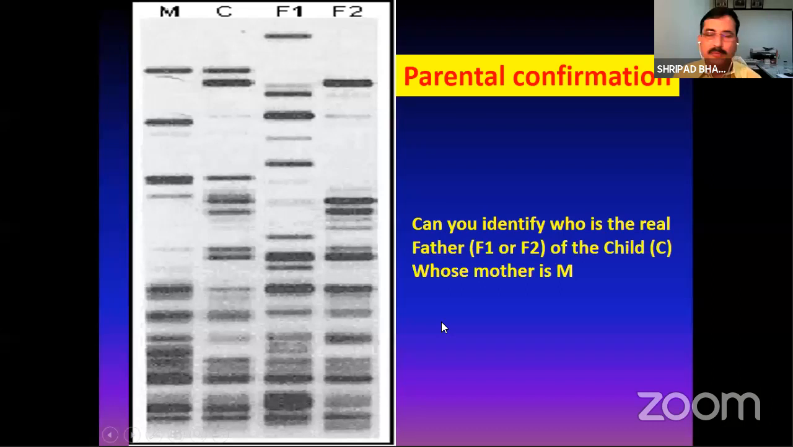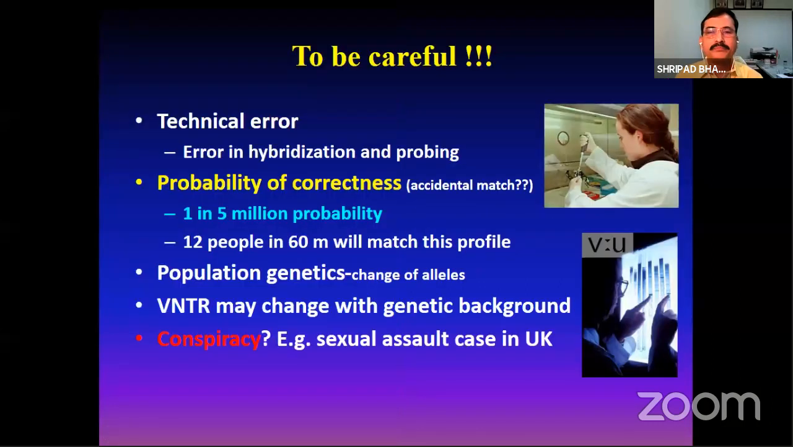I'll tell you the calculation also. Why I said that, you should be very careful, there are certain cases where even this DNA fingerprint could not lead to the answer. So there are possibilities of errors. When you are doing this hybridization, when you are doing the PCR, there may be some mistakes. So that's why technical error possibilities are there.